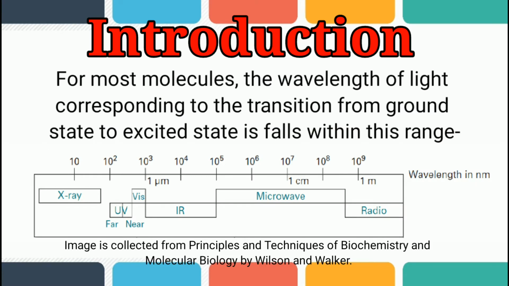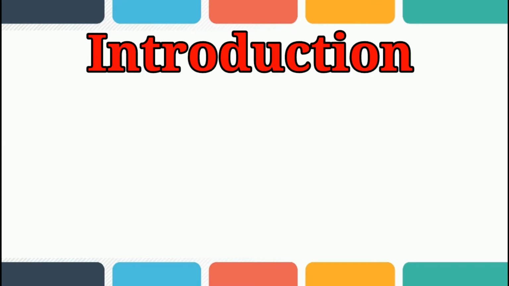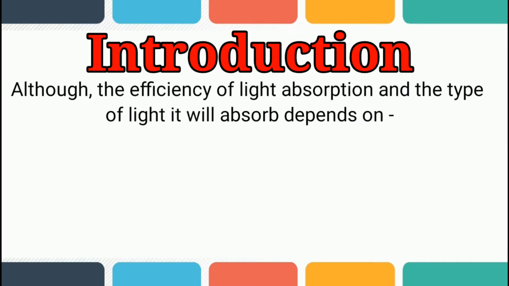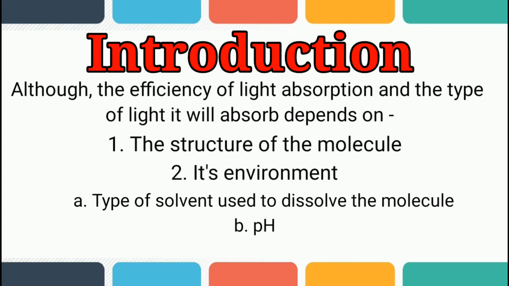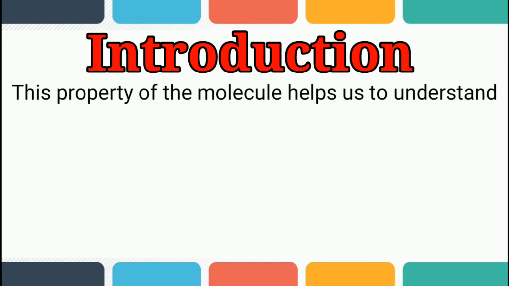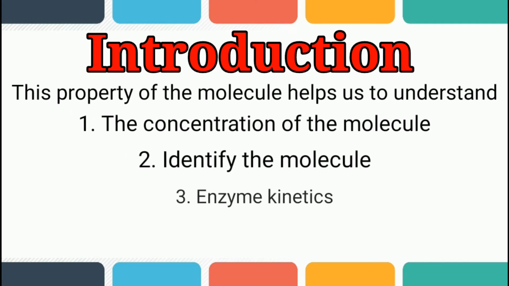For most molecules, the wavelength corresponding to the transition between ground state and excited state falls in this range. Although the efficiency of light absorption and the wavelength of light it will absorb depend on the structure of the molecule and its environment, like the type of solvent used to dissolve the molecule, pH of the solution, and temperature. This property of the molecule helps us to understand the concentration of the molecule, to identify the molecule, and to assay enzyme kinetics.